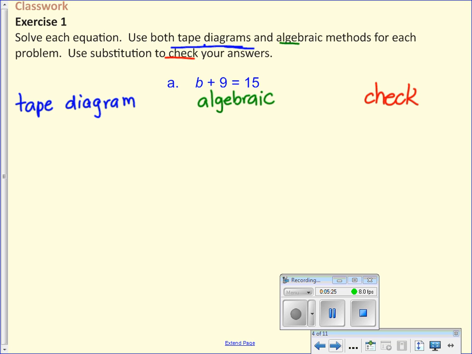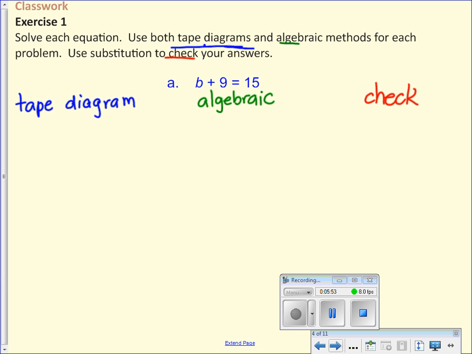Now, what's kind of nice is that your homework tells you when to use the tape diagram, and it tells you when to use algebraic. So 1 through 5, it tells you which method to use. I think 6 and 7, you have to find the student's mistake, and then the last one is matching. But for today in class, we're going to practice both methods for every single one. And on your homework, you have to check also. The directions tell you to check on your homework.